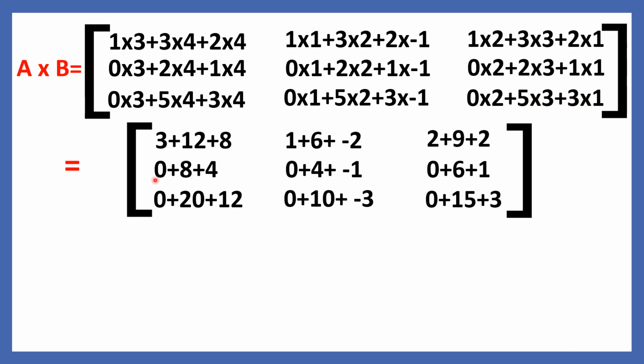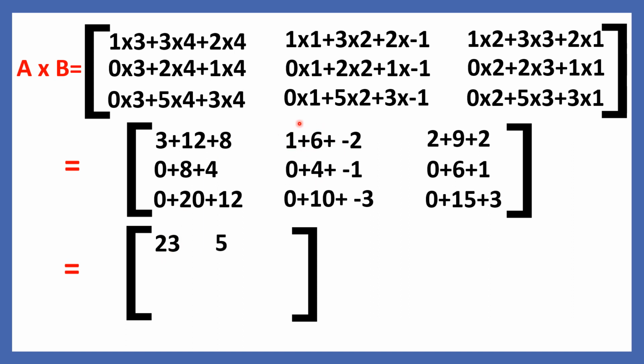Now multiplication of each and every element is over. We have to do the addition. So 3 plus 12 plus 8 is 23. And the second element, let us see. 1 plus 6 is 7, minus 2, that becomes 5. Then the third one, let us see. 2 plus 9 plus 2 is 13.